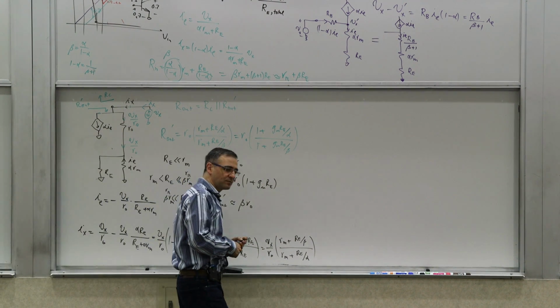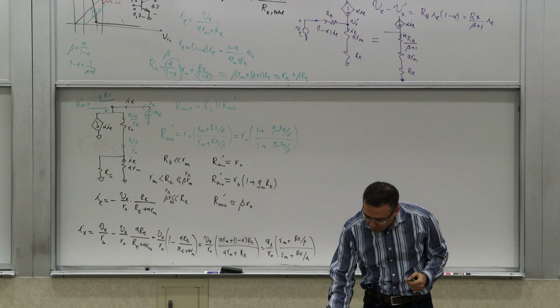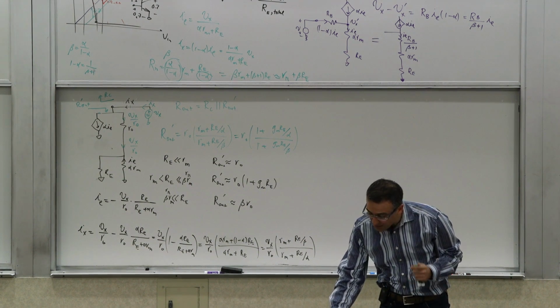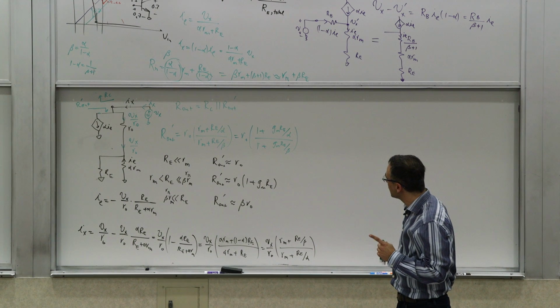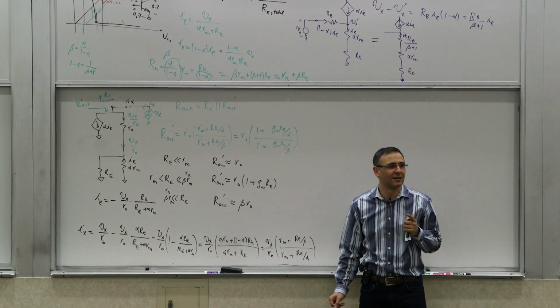So this is beta Ro. That's the maximum output resistance this stage can have. And you will see this is actually different when you go to a MOSFET.